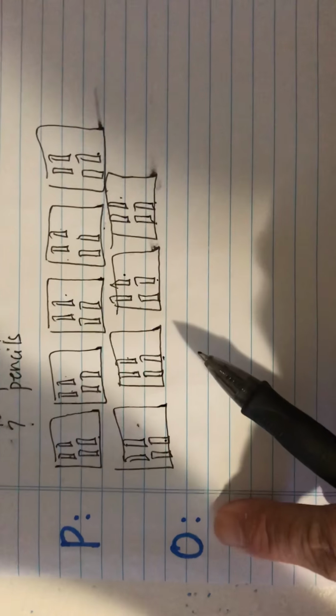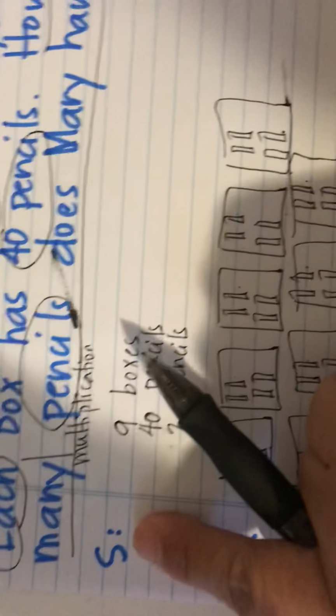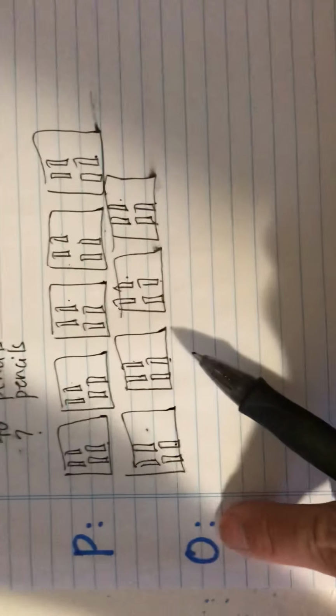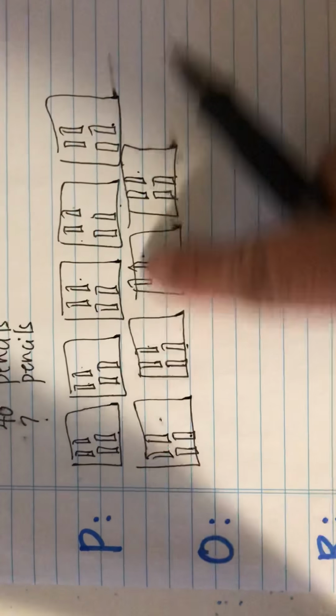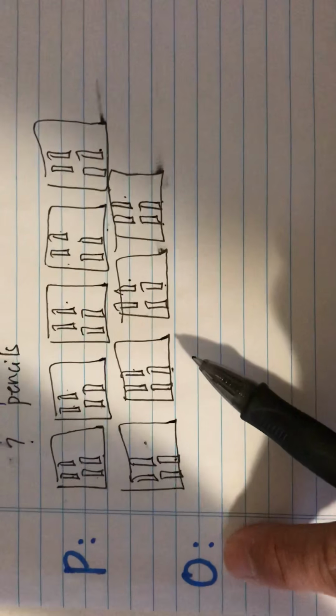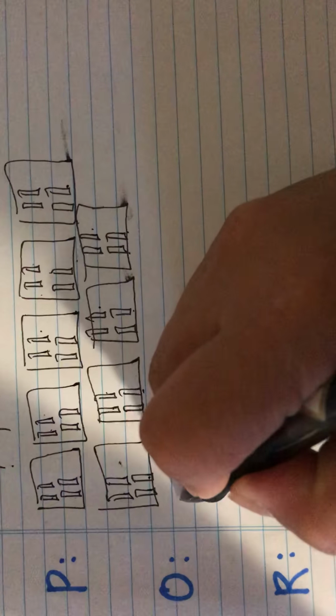All right. But first I would have to put my operation. So I set up my problem. I have my picture right there. And then of course the operation to be used. That means that I could do addition or I could do multiplication. I think the easiest way is to do multiplication, right?